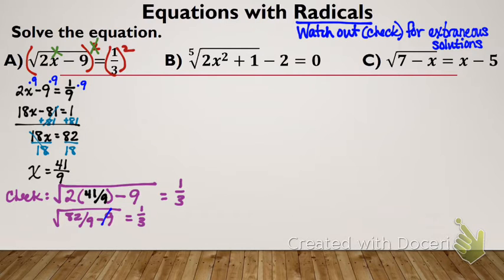I can rewrite this as 81 over 9, because now I can subtract those. 82 minus 81. So I have 1/9 underneath my radical. And that is true. The square root of 1 is 1. The square root of 9 is 3. So that does check out.